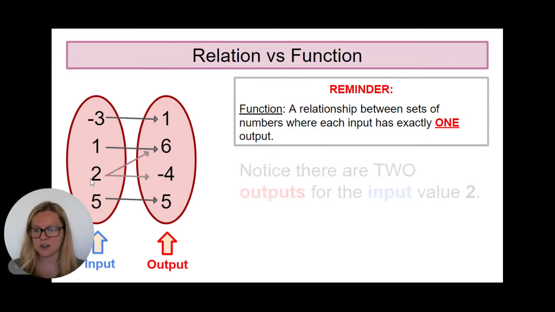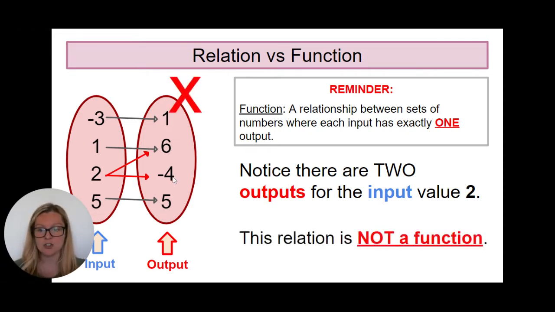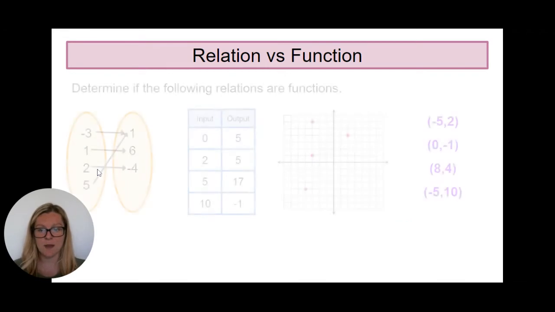So notice here that 2 goes to an output of 6 and an output of -4. This is not going to be a function because the input goes to two different outputs, not a function, okay? Remember, in order to be a function, the input has to go to only one output. If you can find one example in all of the inputs where that's not true, then you say not a function. Okay, so that's looking at a mapping diagram.